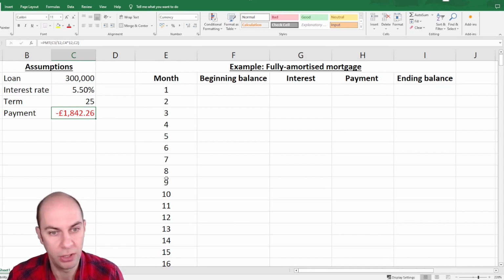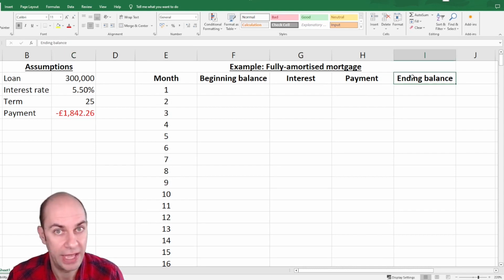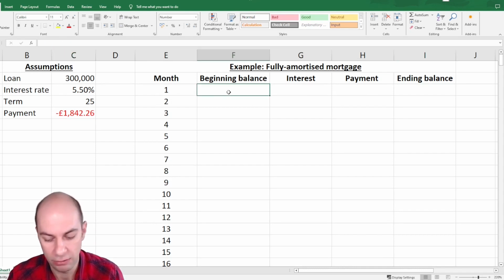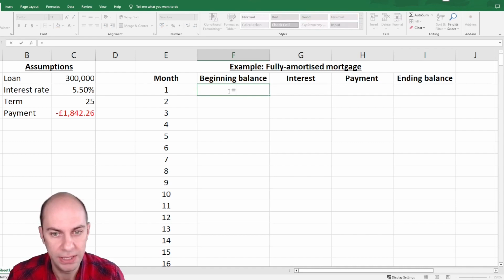Okay, but now let's prepare the amortization schedule. And here I'm going all the way down to month 300. So if performed correctly, we will end up with an ending balance that is 0. So let's find out. So my beginning balance will simply be 300,000.